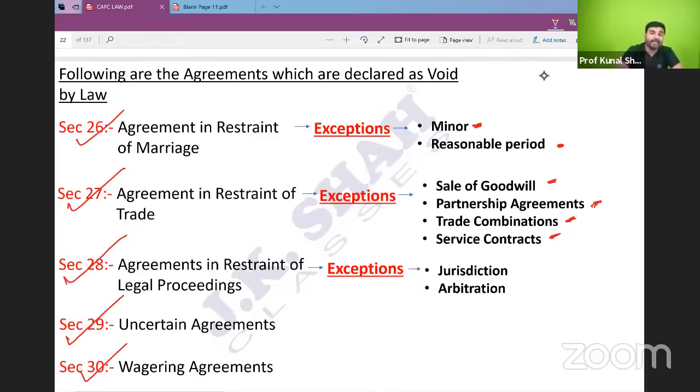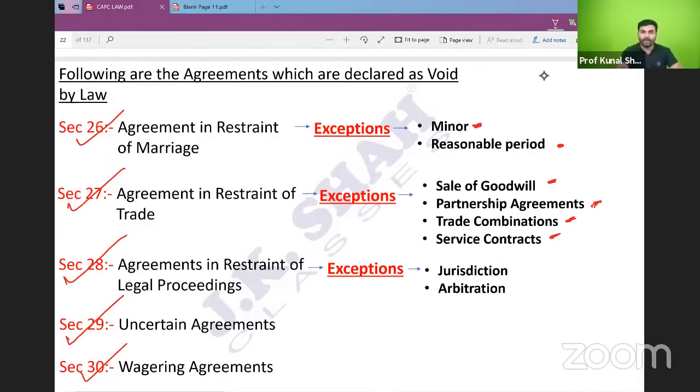Next, section number 28, agreements in restraint of legal proceedings. Law says you cannot stop a person from going to a court. You cannot stop a person from filing legal proceedings. Any agreement wherein you are stopping a person from filing a legal proceeding, that agreement is void ab initio. Any agreement wherein you are stopping a person from going for legal proceedings is not allowed.